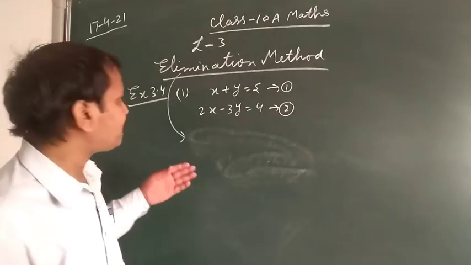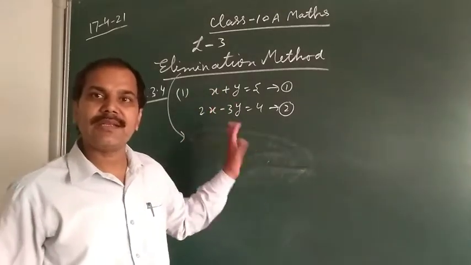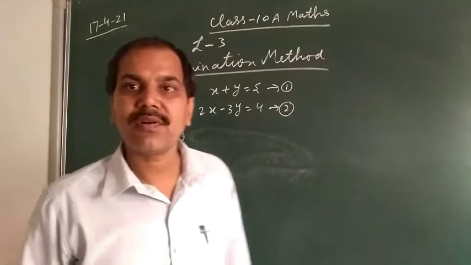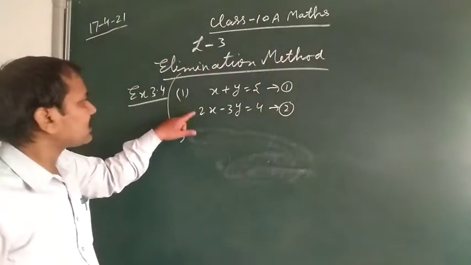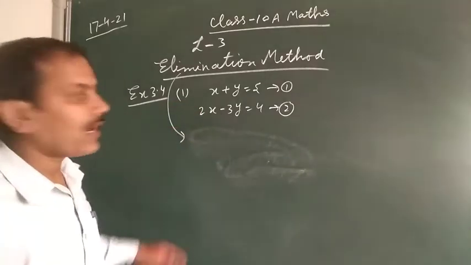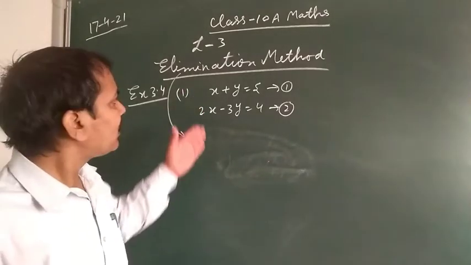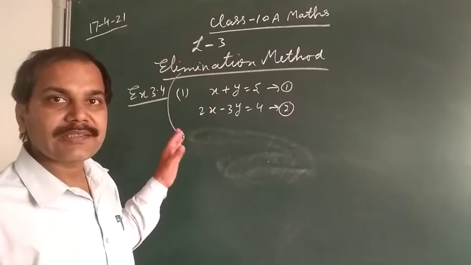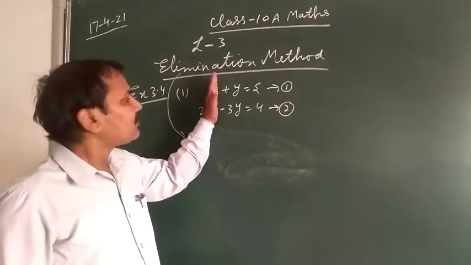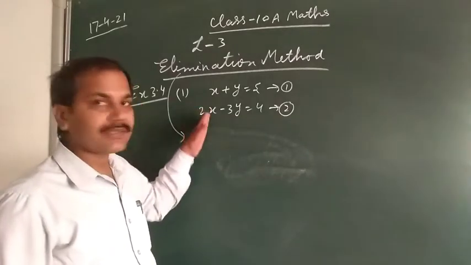For that, the rule is: first you see the coefficients of x or y. If the coefficients are the same, then see their sign. If both signs are the same, then subtract the second from the first. And if the signs are different, then you add, because by adding, if signs are different, they will cancel. And if signs are the same, then by subtracting they will cancel. Clear? But if the coefficients are not the same, first you try to make the coefficients the same.